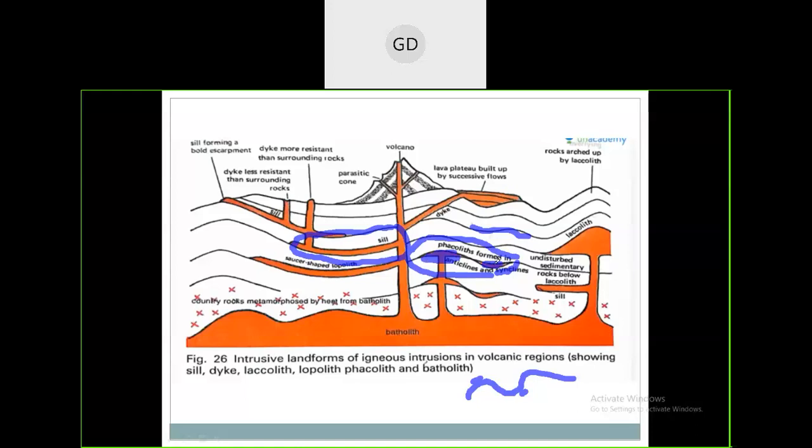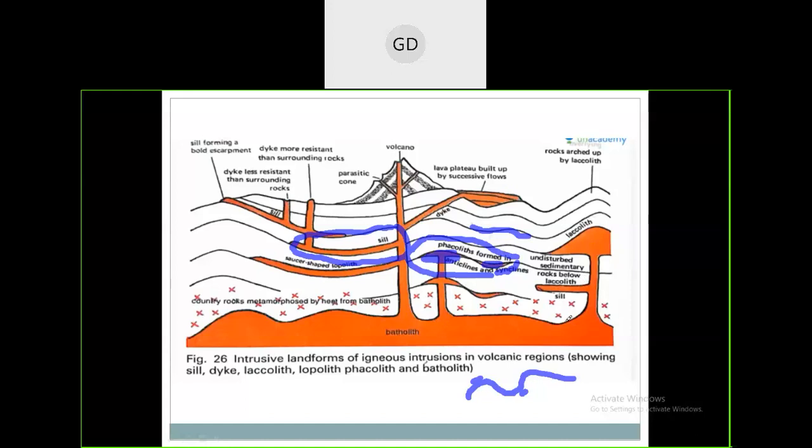Okay, so next one is your lopolith. What is a lopolith? You see here. Okay, in the diagram, the lopolith is not shown. It's not shown here. I will have to find another photo. Okay, no problem. I will tell you what is a lopolith.